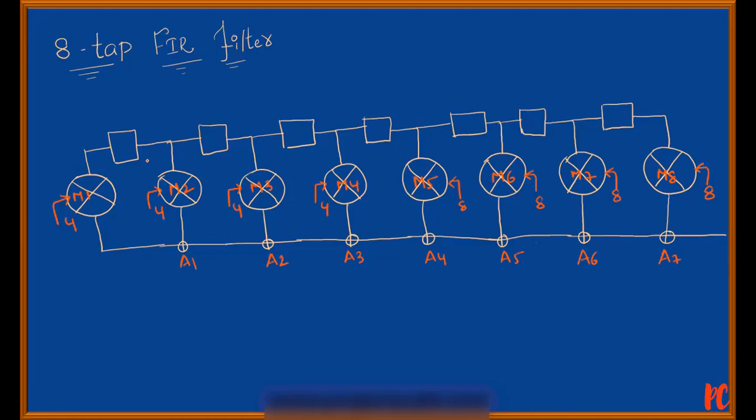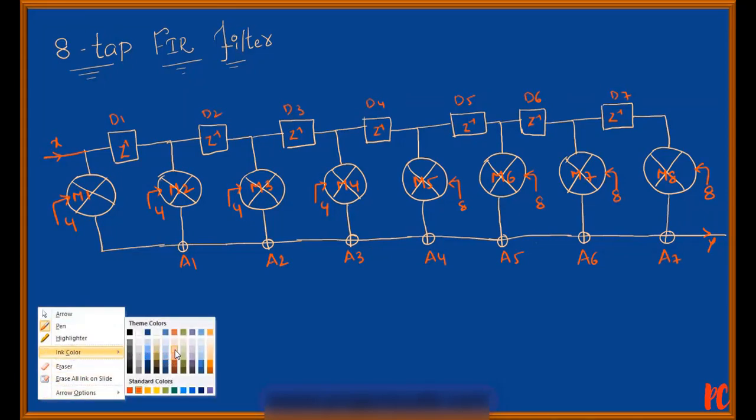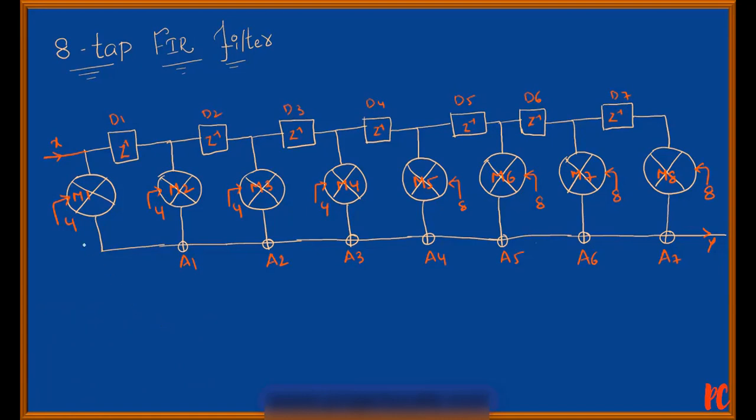As well as we will be having 7 delays, Z inverse: D1, D2, D3, D4, D5, D6, D7, followed by here I will be getting input with respect to X, and here I am going to get the output which is Y. Since the input that I am taking is a 4-bit input, I am considering this to be 3 down to 0.